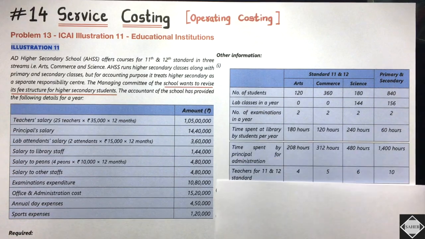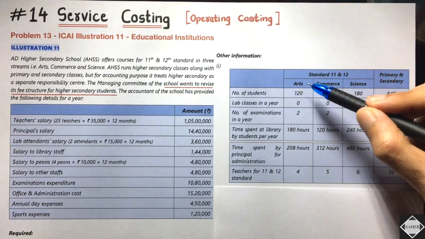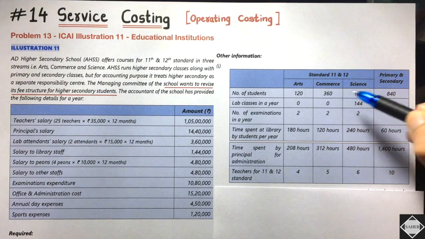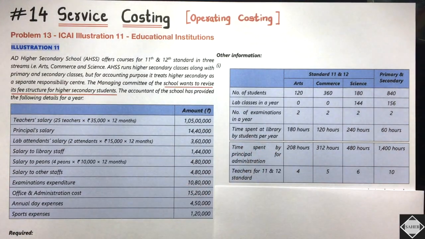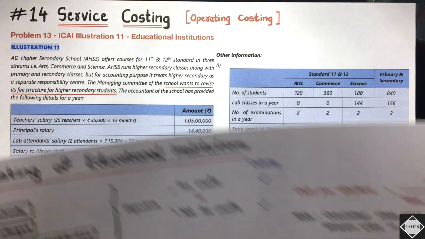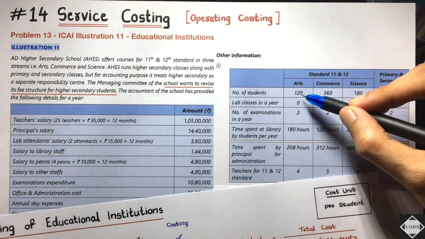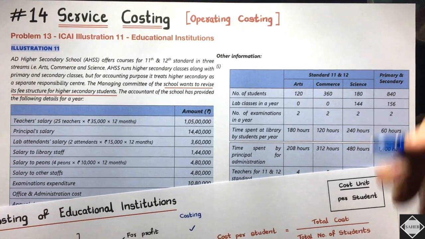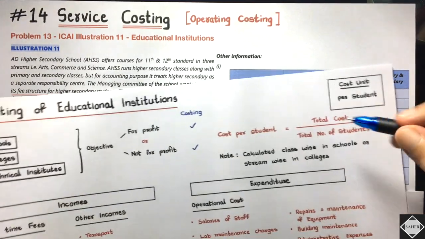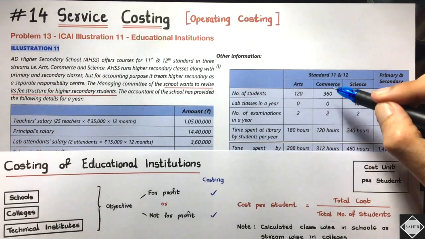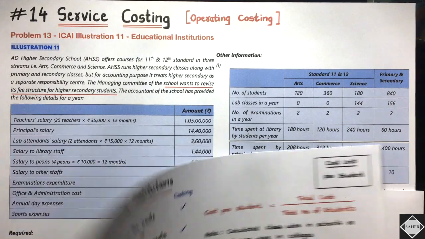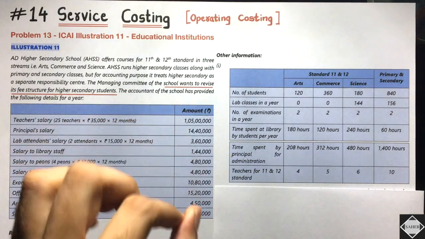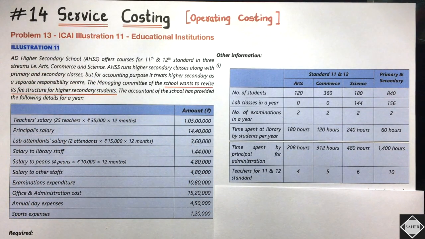See here, they have given you this table. Number of students in arts, commerce, science: 120, 360, 180. So the denominator is directly given over here. Really simple. I have been telling you the denominator is difficult, but this total number of students is directly given, 120, 360, 180. So now what's the problem over here? The problem is in the numerator in this education industry, because we don't know the total cost of arts, commerce, science separately. We have to calculate that. We have common cost, so we have to separate it. Is it clear?